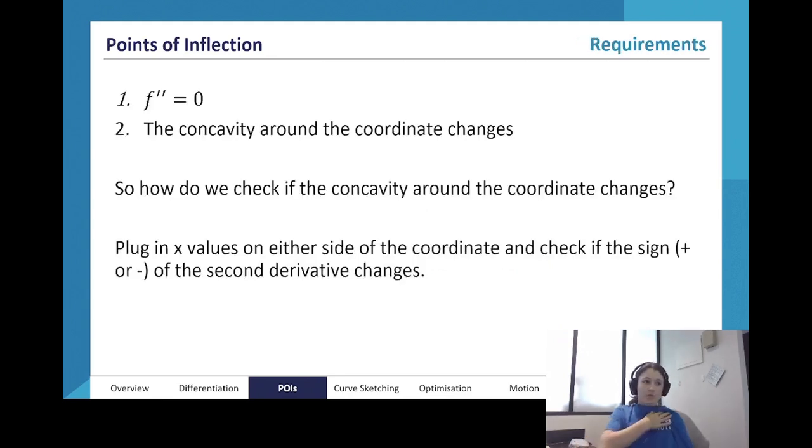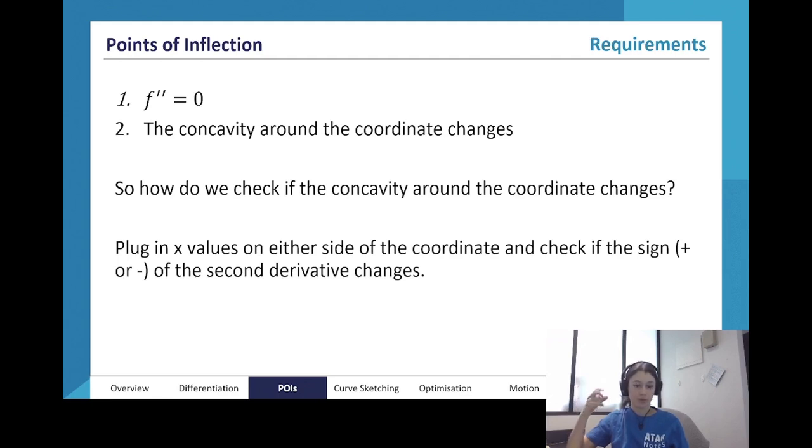These are, I guess, the requirements of a point of inflection. So the first requirement is that the second derivative is equal to 0, which is what we saw before. The second requirement is that the concavity around that coordinate changes. And this is really important, because if the concavity around the coordinate doesn't change, then it's not a point of inflection.